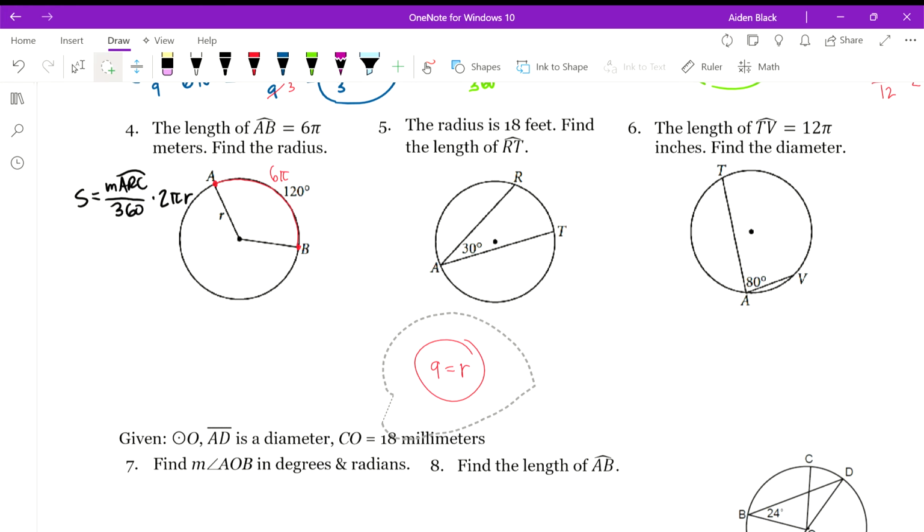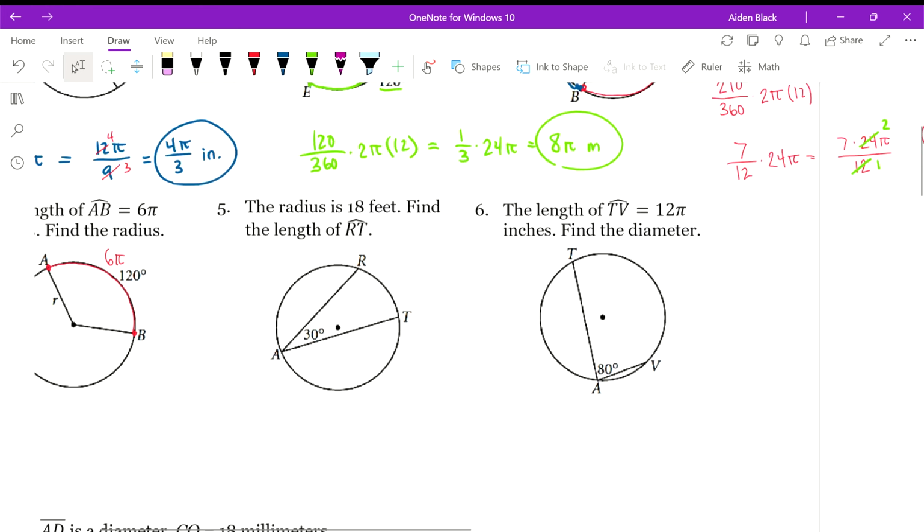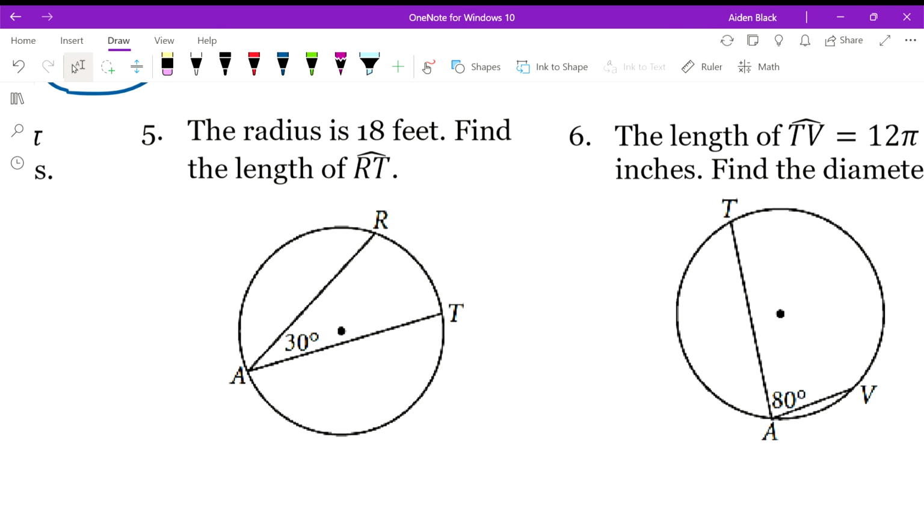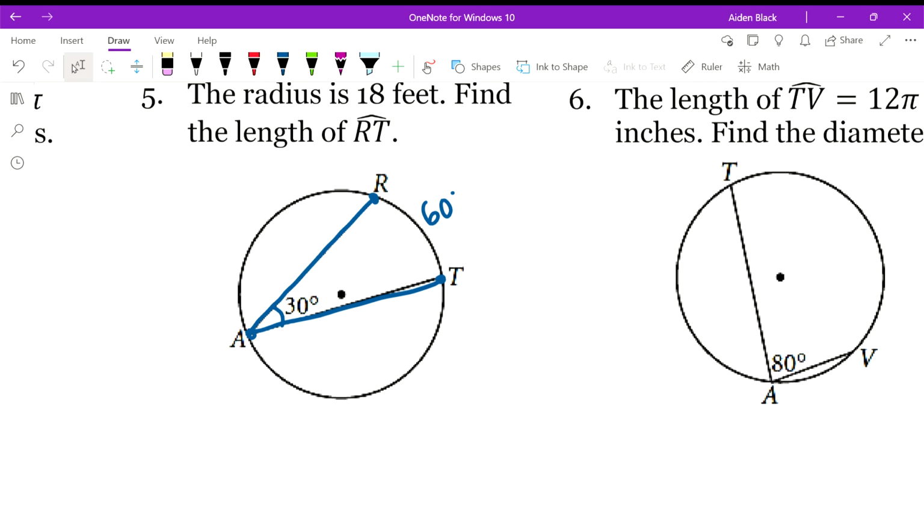So we'll move this over here. The radius is 18 feet on this question, and we're given this inscribed angle whose endpoints make the arc RT. So, since this is an inscribed angle, you know that the intercepted arc is 2 times that of the inscribed angle. So RT has a measure of 60 degrees.